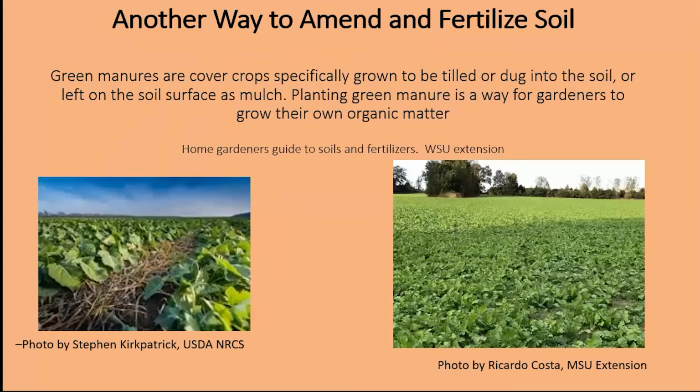Well, it's a lot of work to think about how you're going to amend your soil. Here's a nice way to think about amending and fertilizing your soil both at the same time. You've harvested your crop for the summer. Now, do you just let the ground lie empty or fallow? Or no, you can plant a cover crop. This is known as green manure or nature's fertilizer, and it's planted and grown specifically to be then tilled or dug into the soil, or perhaps just left on the soil surface to provide a mulch. But it is a nice way for gardeners to grow our own organic matter.